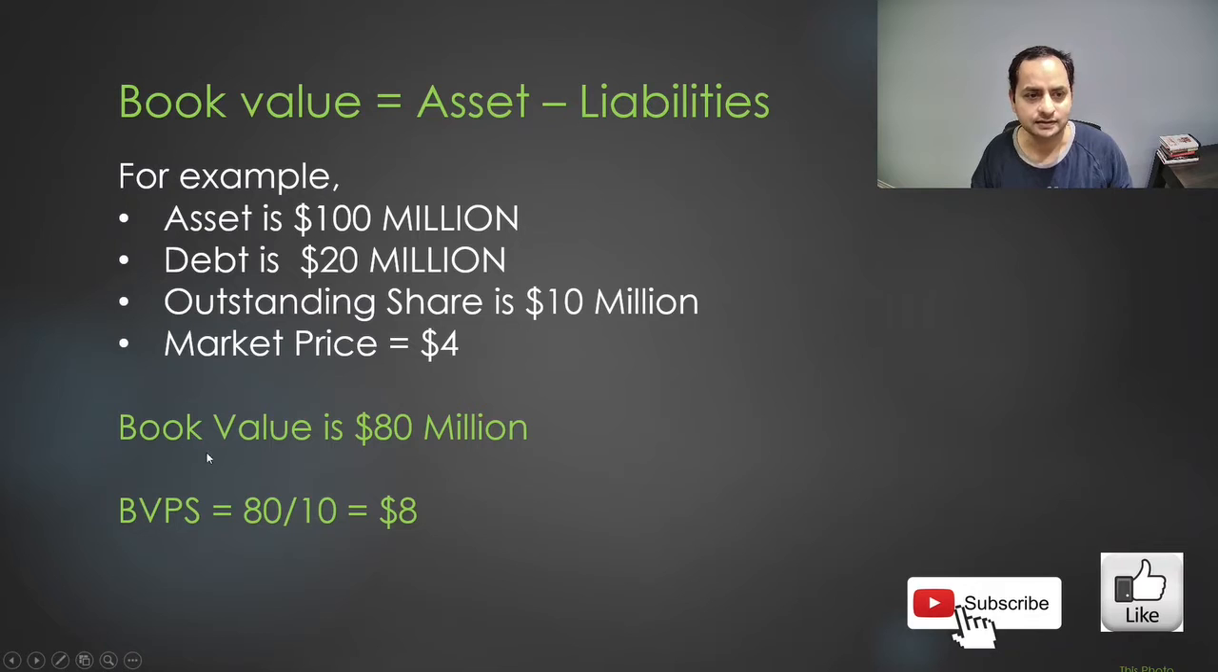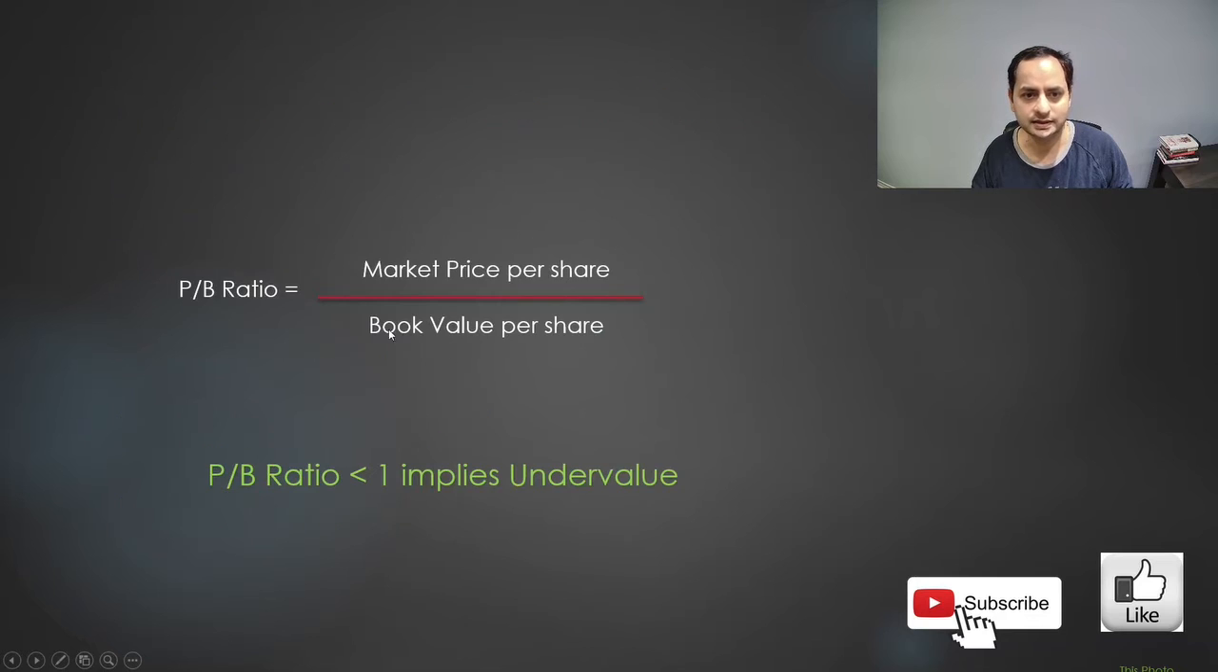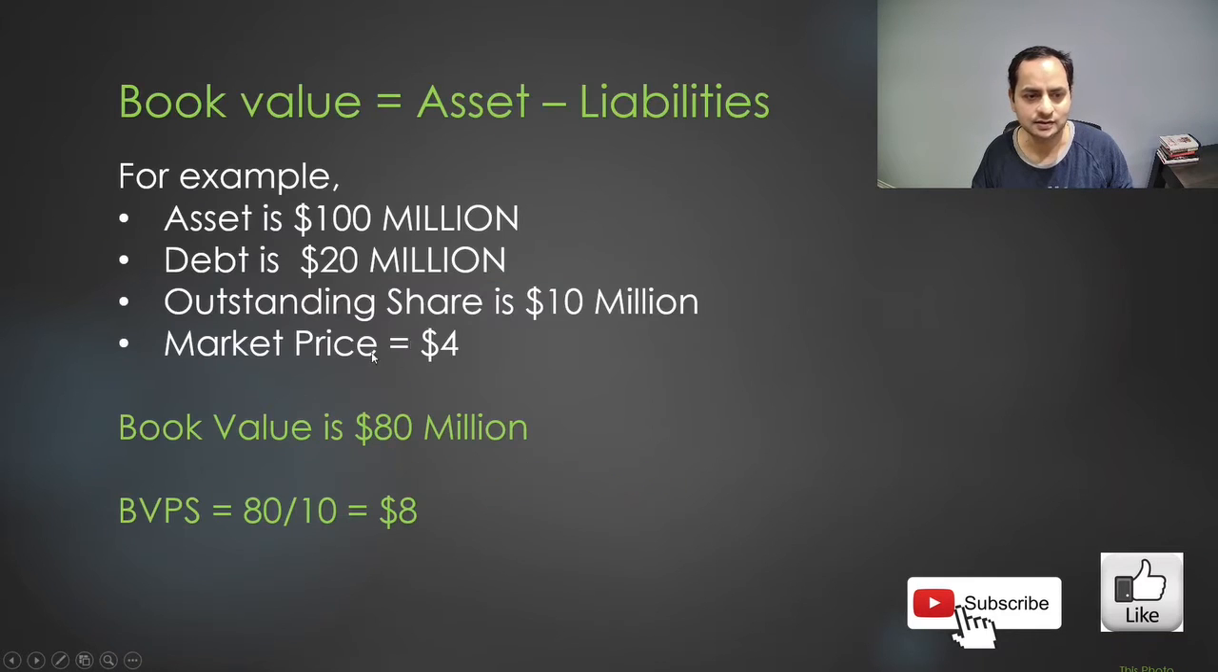So the book value is simply the assets minus the debt piece of the liabilities, right? 100 minus 20 is 80 million. And to compute the book value per share, which is what we need in this formula, we divide this book value by the number of shares outstanding, right? So this comes to $8 per share.